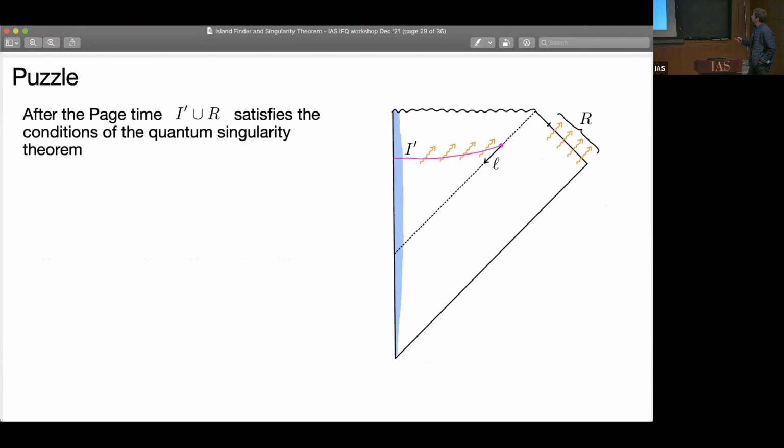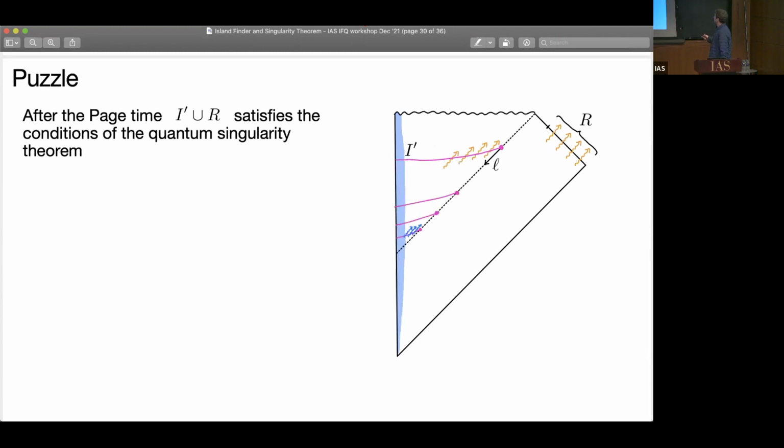In simple toy models where you can just compute the generalized entropy and follow your nose, it seems like as you slide these pink slices down while computing the generalized entropy of I union R, the quantum covariant entropy bound remains satisfied basically all the way to the end. And it's that very last bit, where you reach a caustic and I goes to the empty set, that at that point there seems to be a violation of the quantum covariant entropy bound.